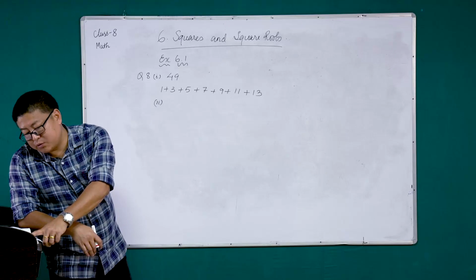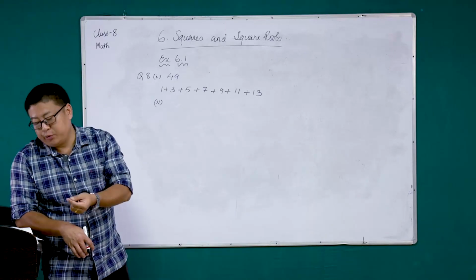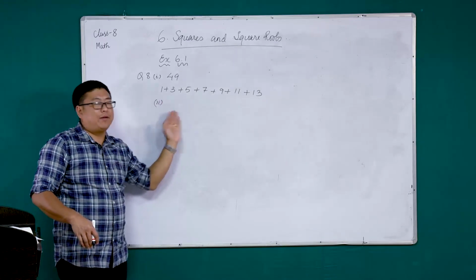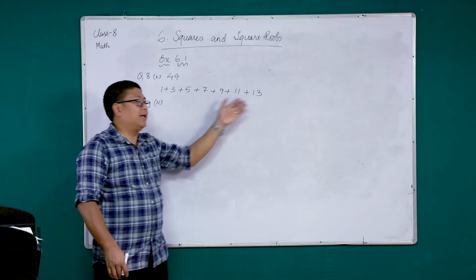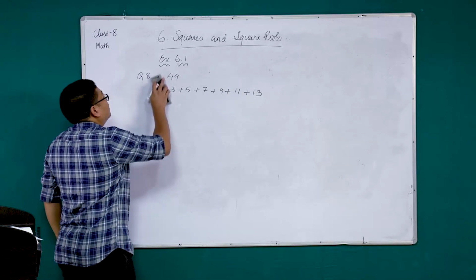Express 121 as the sum of 11 odd numbers. This I am leaving for you. Same thing, 11 odd numbers, you should add it, you will get the answer. I hope that is clear. So with that, we'll move on to the next question.